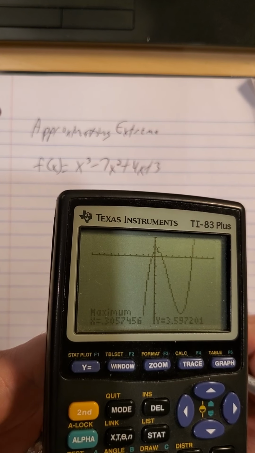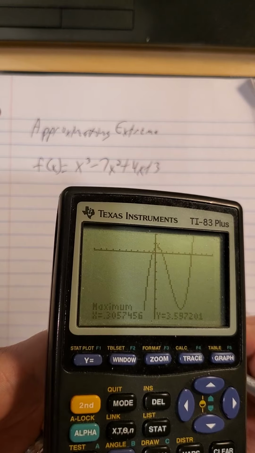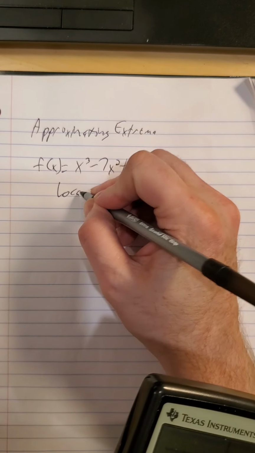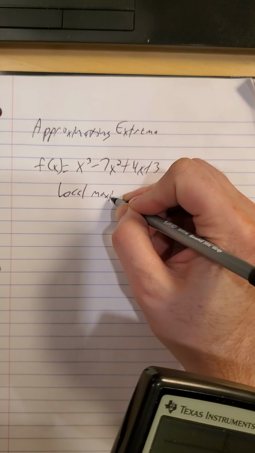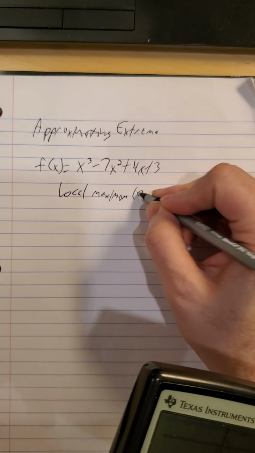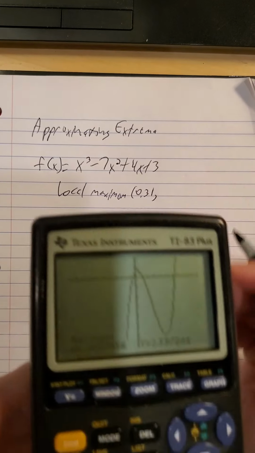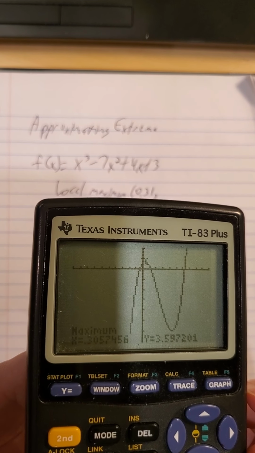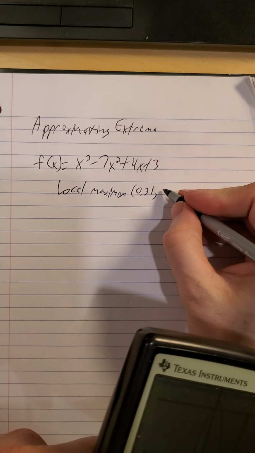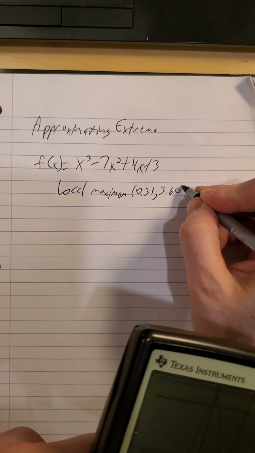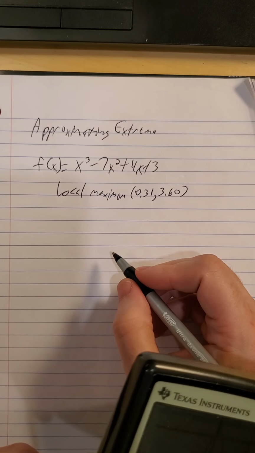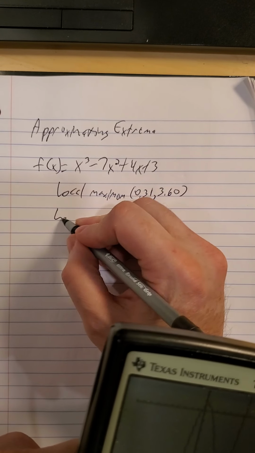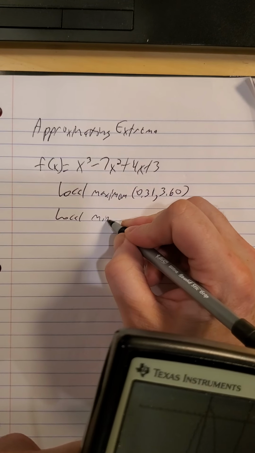And again, we'll round to the nearest hundredth for this one. So 0.31 for the x. And the y's 3.60. Again, we round instead of truncating. So that ordered pair is our local maximum, local minimum.